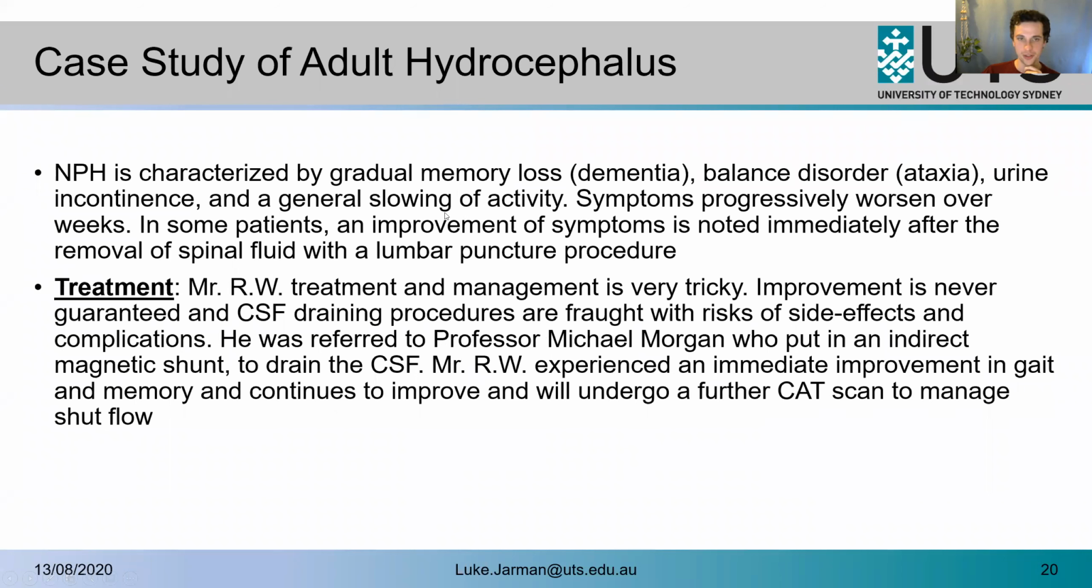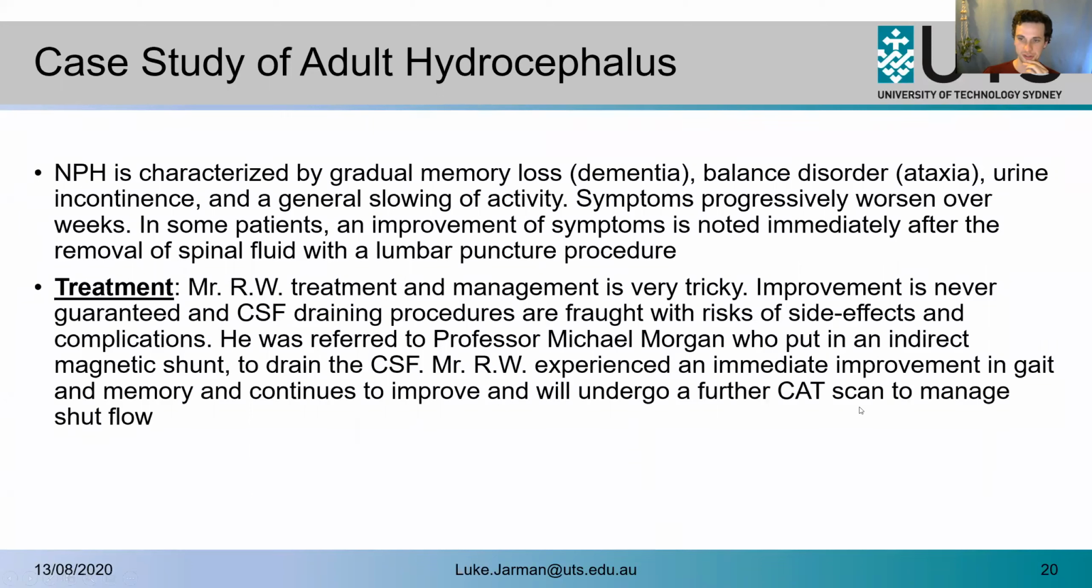It's characterized by dementia and incontinence, and symptoms progressively worsen over weeks. So treatment of normal pressure hydrocephalus is tricky, improvement is never guaranteed, and trying to drain the cerebrospinal fluid is fraught with risks. Again, because of the complex way in which our nervous systems have built themselves and the protective barriers that they've put up to protect themselves, it can be difficult to do things like surgery, and even just treat people with pharmaceuticals. As we'll talk about more when we do the blood-brain barrier and neurotransmission, it can be really tricky to get drugs into people's central nervous system.